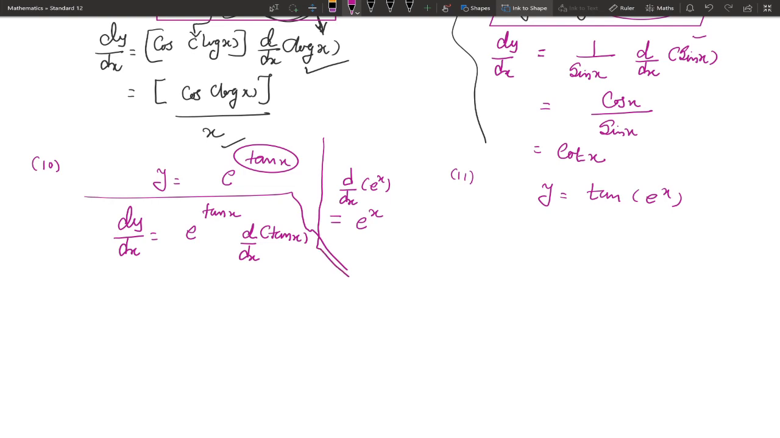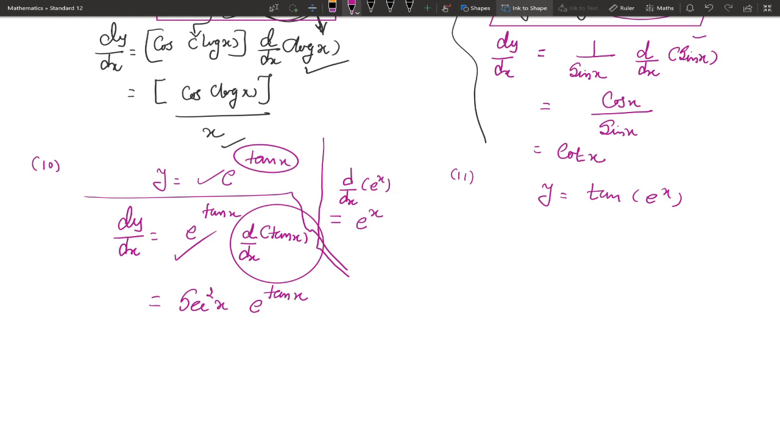First use d by dx of e raised to x, it is e raised to x, so d by dx of e raised to 10x, it is e raised to 10x. Now power, it is not x, it is function of x, so by chain rule d by dx of 10x, derivative of 10x, sec square x into e raised to 10x. So this is differentiation of y equal to e raised to 10x.